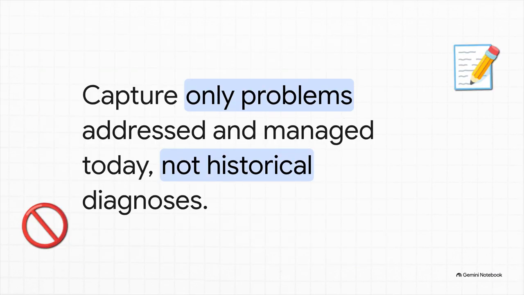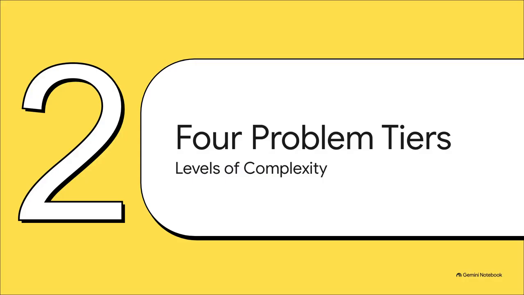And this brings us to a massive trap I see coders fall into all the time. Simply referencing a historical problem that's being managed by a specialist gives you 0 MDM credit unless you are actively evaluating it today. For example, if your patient comes in for a sore throat and you just copy and paste their history of osteoarthritis into the note without actually evaluating their joints, that osteoarthritis does not count toward your complexity. You have to actively manage it today to claim it today. Section 2. The 4 problem tiers.